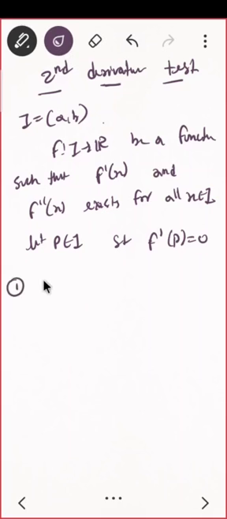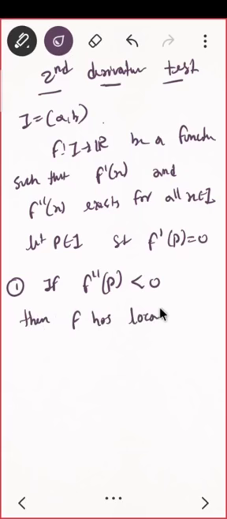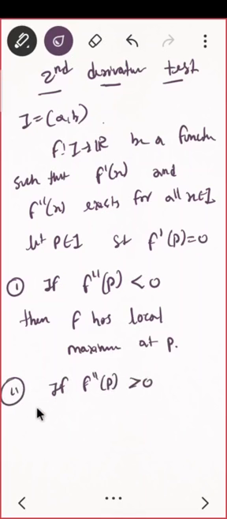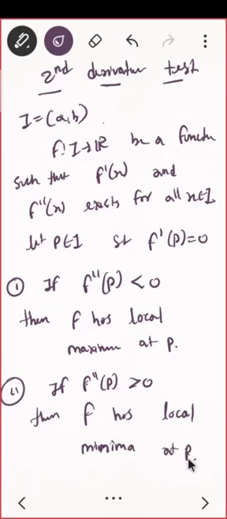You have two conditions. If the double derivative at p is negative, then f has local maxima, correct? At p. And the second one is, if f double dash of p is positive, then f has local minima at p. Correct. The proof is very simple if you try to find it actually.